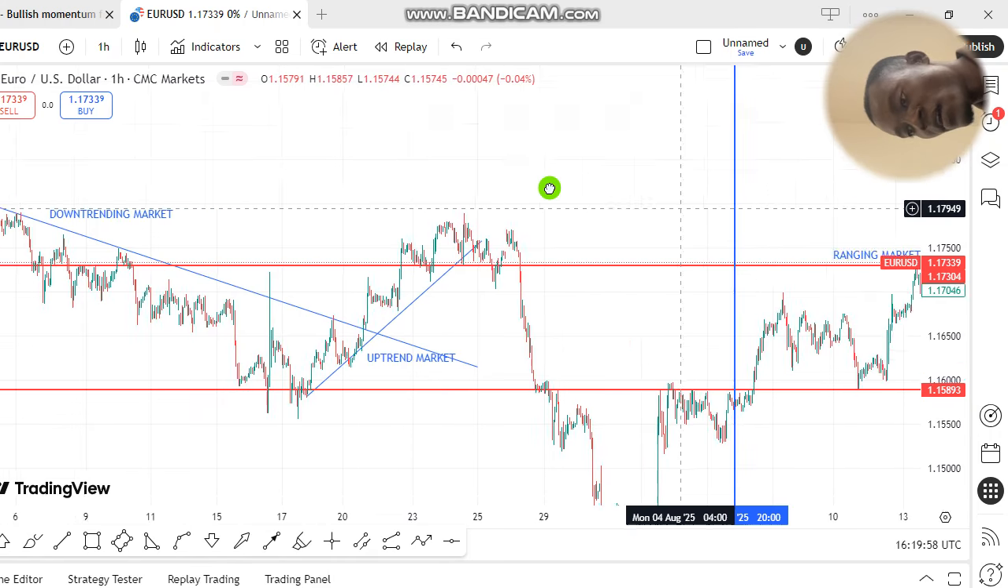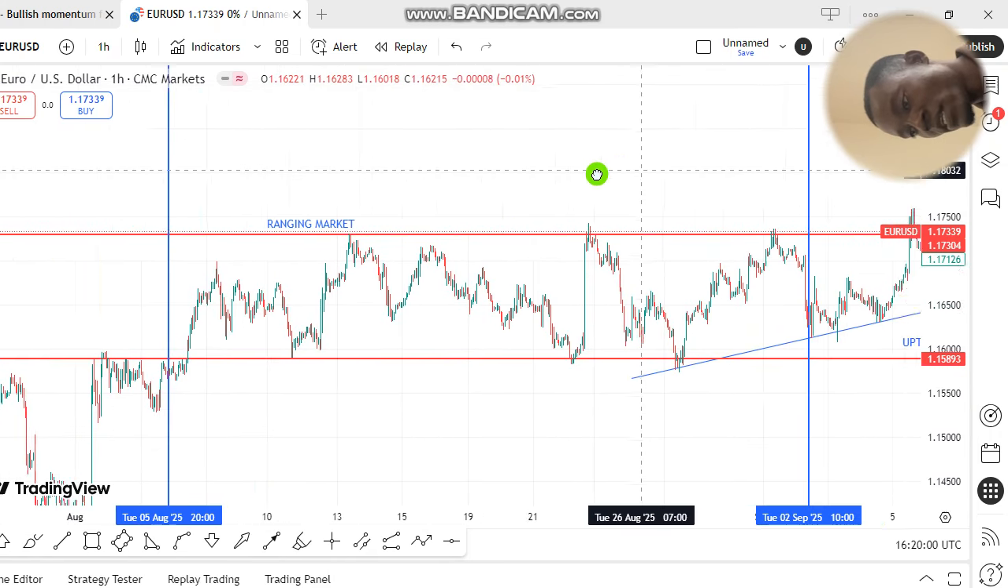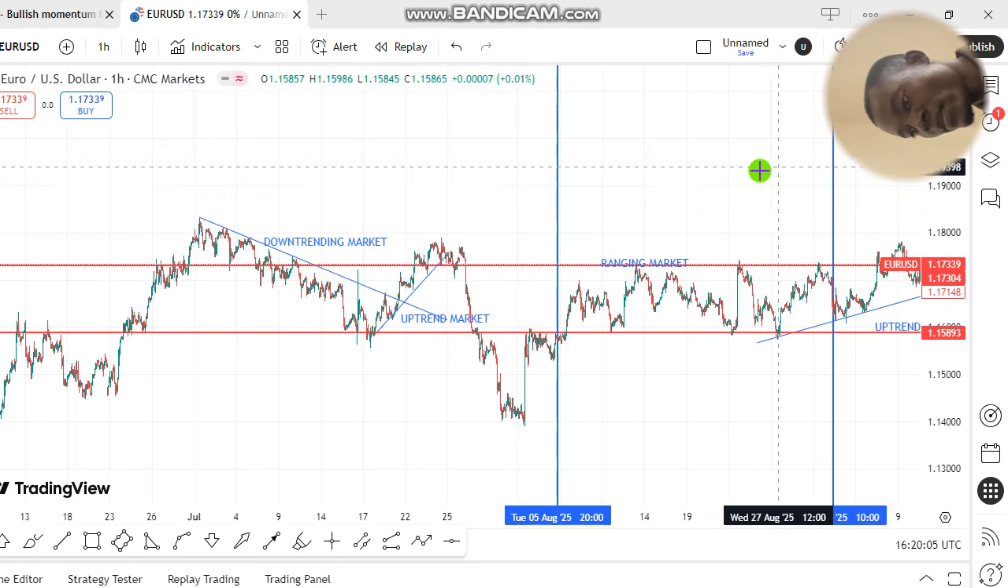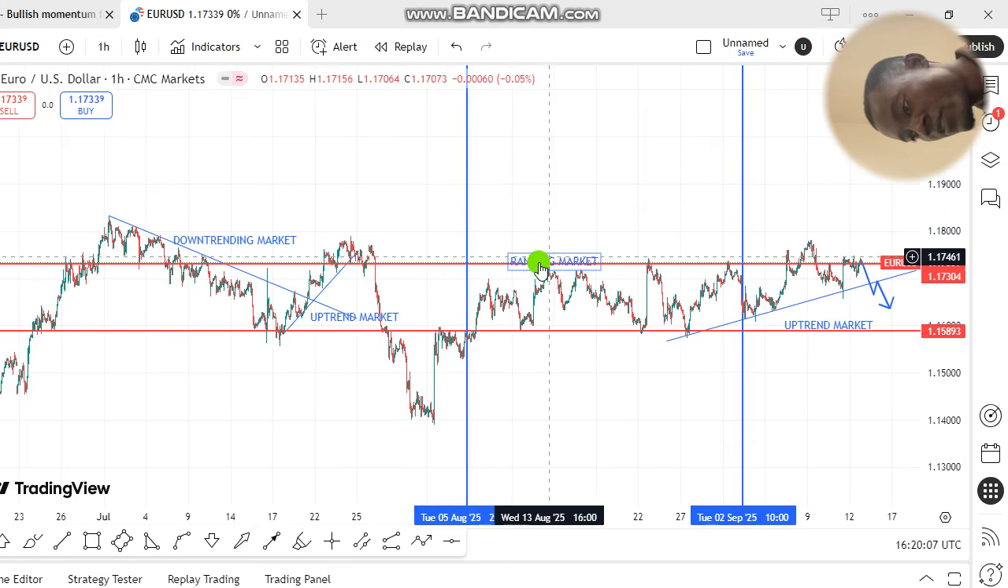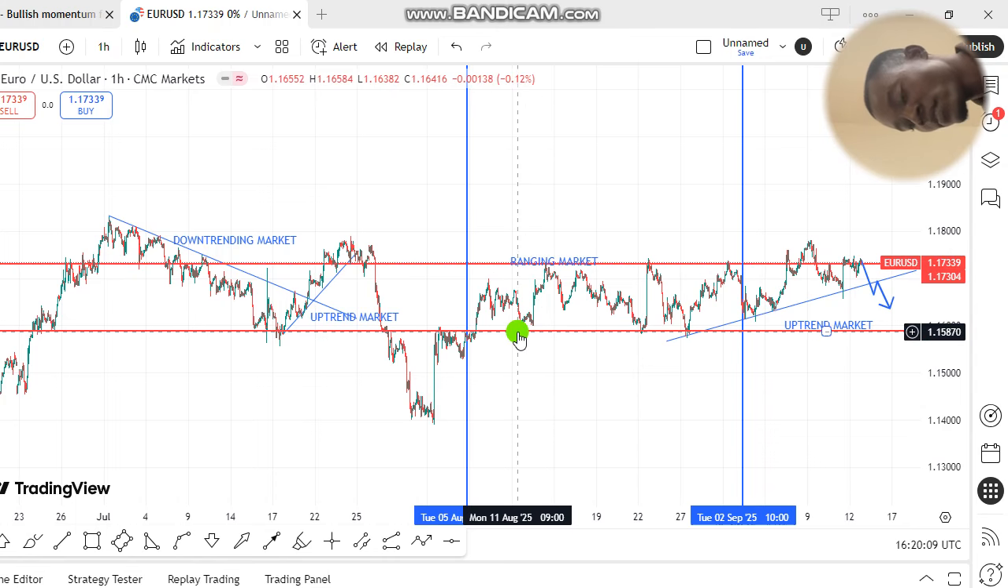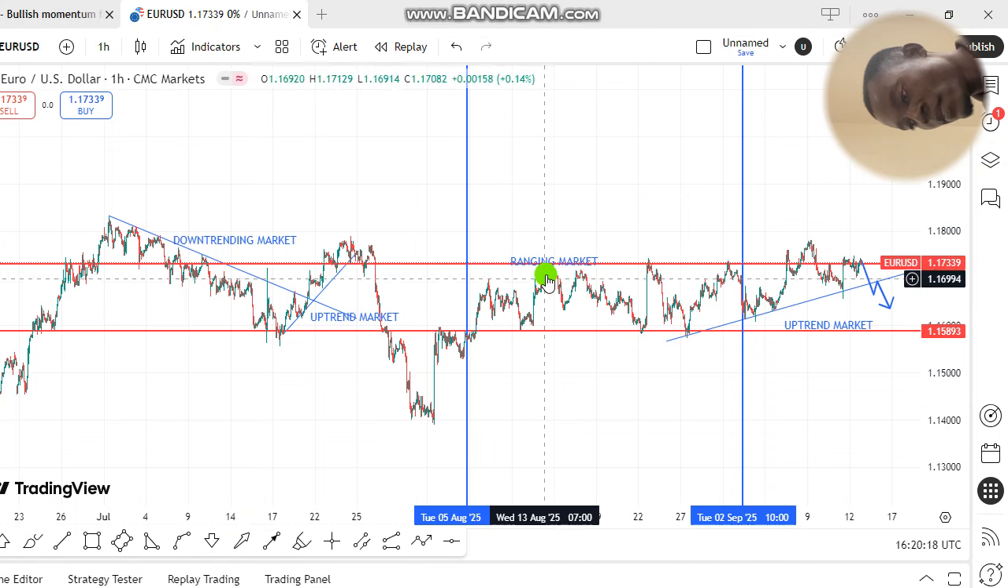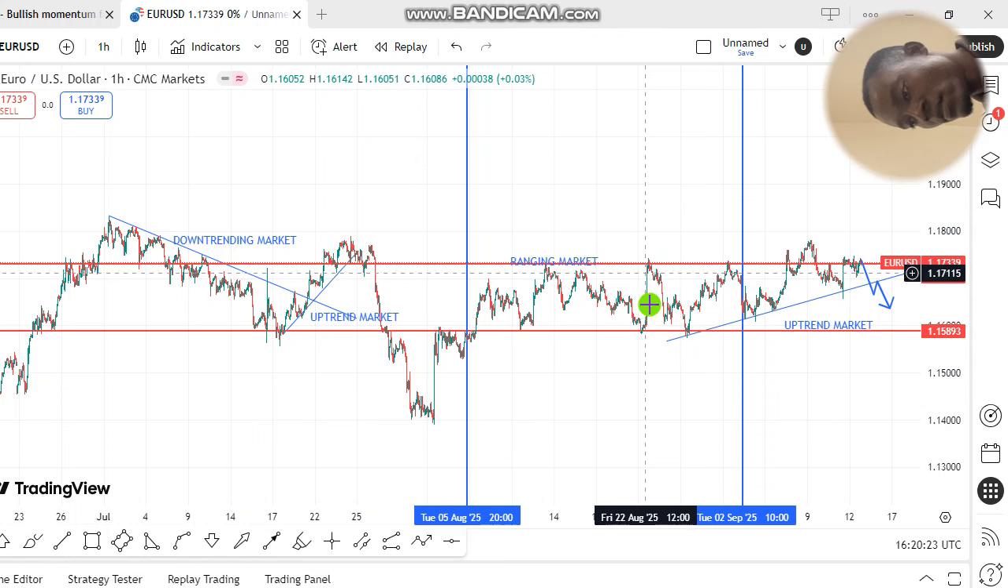Now we have another type of market structure you need to know, which is the ranging market, and this is an example of a ranging market. A ranging market is when the market is moving between a well-defined resistance and a support area. So like here, the market retraces, retests, then retraces again, pushes to the downside, then you see a buying signal, you buy, then your target should be the next resistance area.